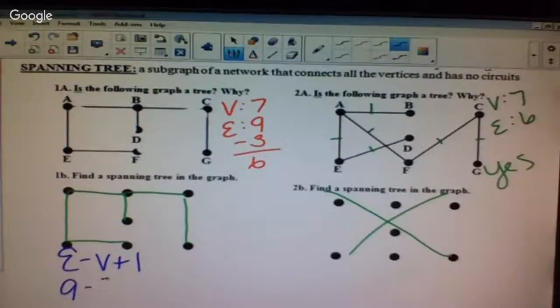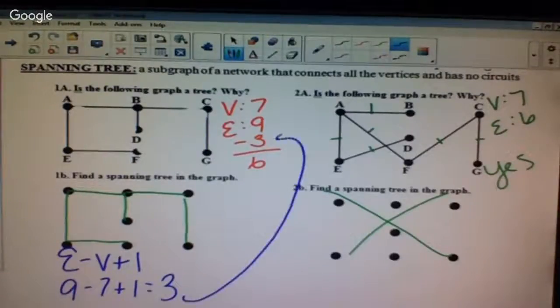9 minus 7 plus 1. Well, what's 9 minus 7? It's 2. Plus 1, 3. How many did you tell me we needed to get rid of? 3 to make it 6.